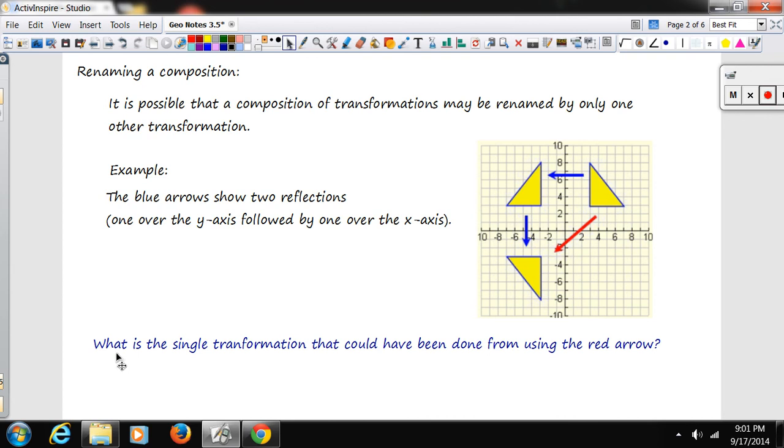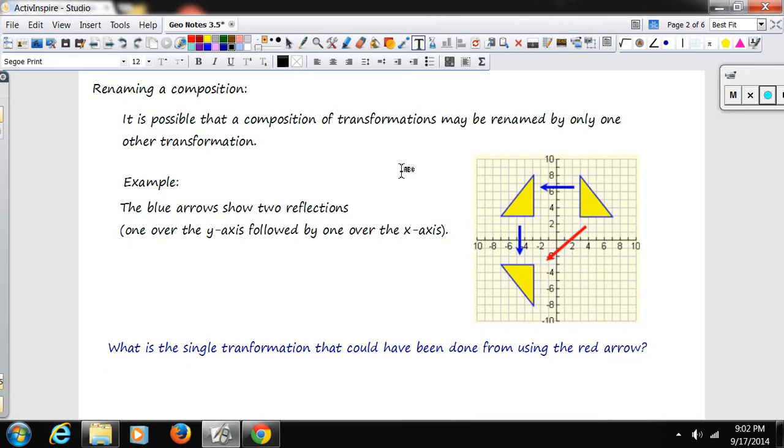But what we're trying to find out is what would have been the single transformation that would have allowed me to go straight from here to here. How could I have gone in there? So let me do this.